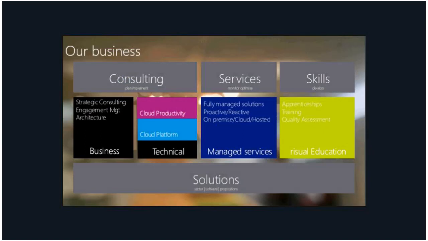So this slide represents how we're structured here at Visual. We comprise 4 divisions. The 4 divisions are consulting, services, skills and solutions. So first of all, we'll start off with our consulting group. This is split into 2 sections. We have the business group and the technical group.